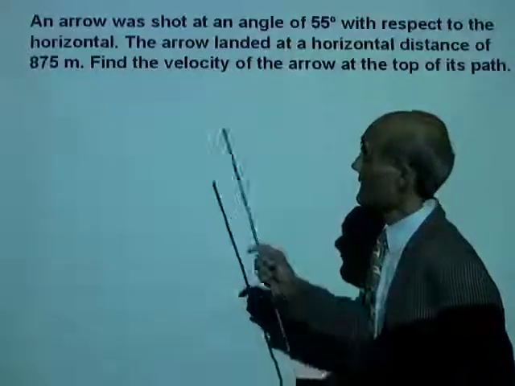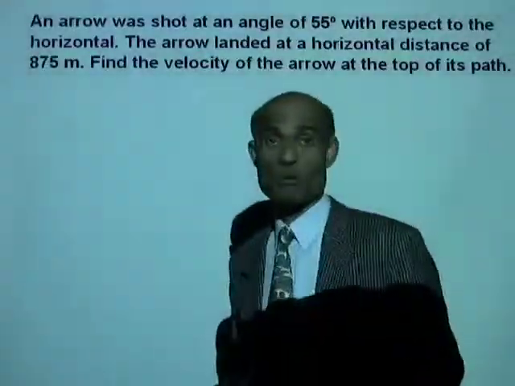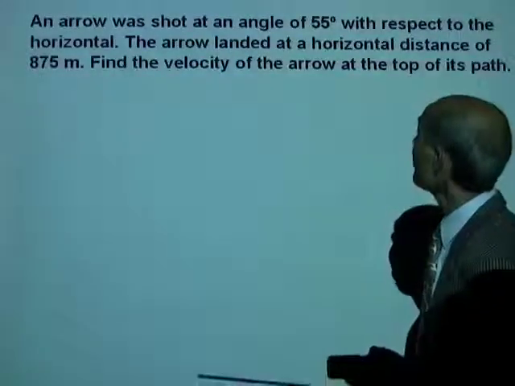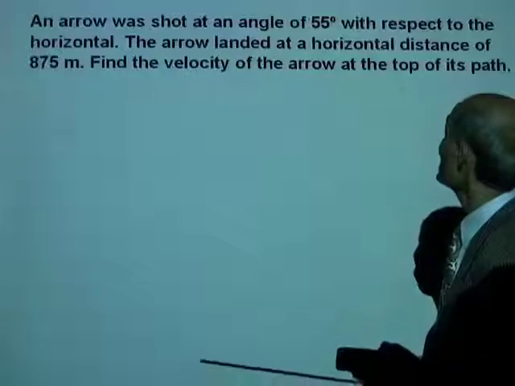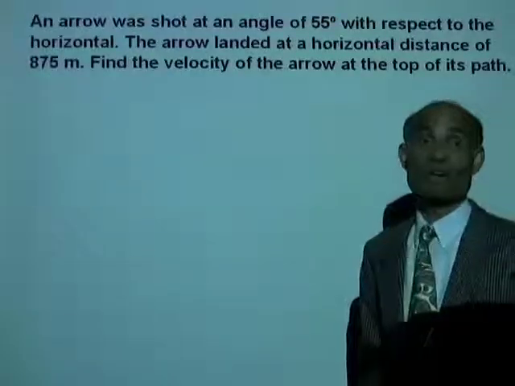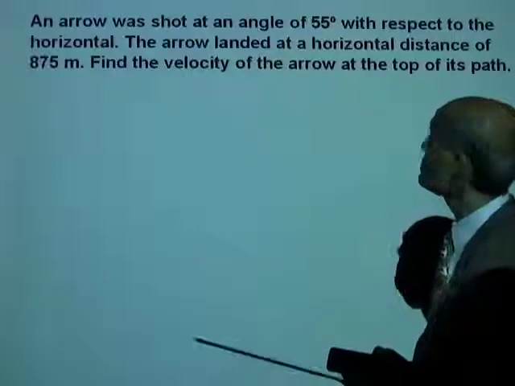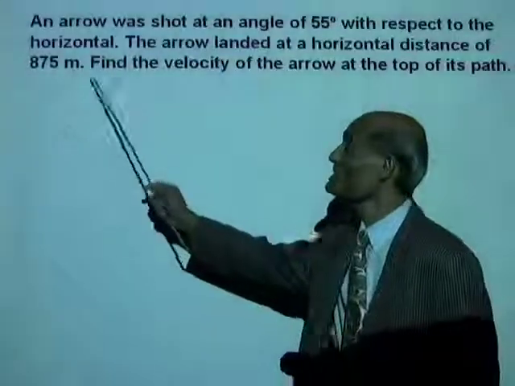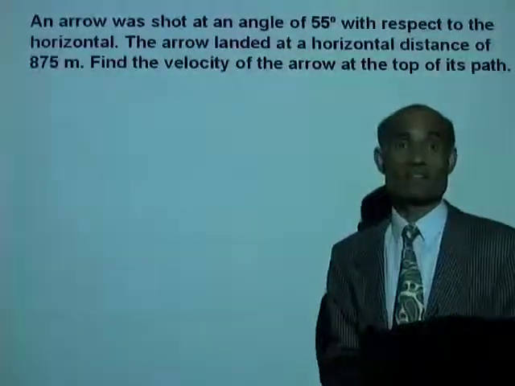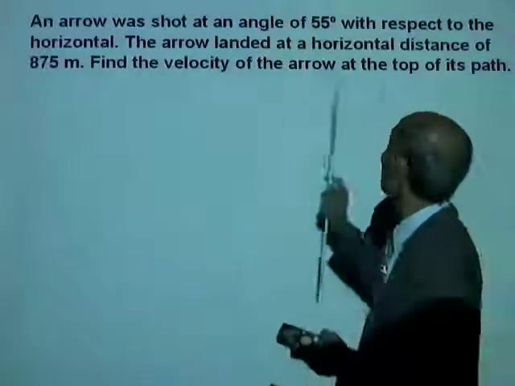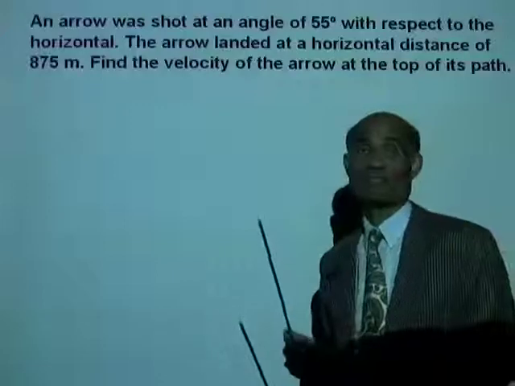Alright, let's look at another problem. An arrow was shot at an angle of 55 degrees with respect to the horizontal. The arrow landed at a horizontal distance of 875 meters. Find the velocity of the arrow at the top of its path.